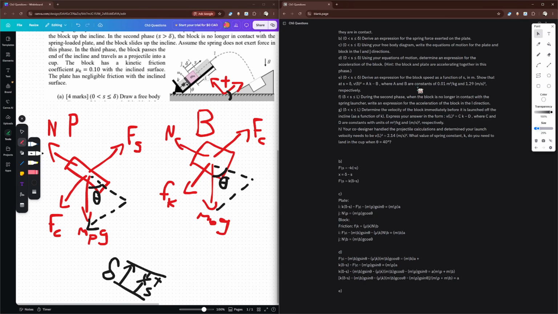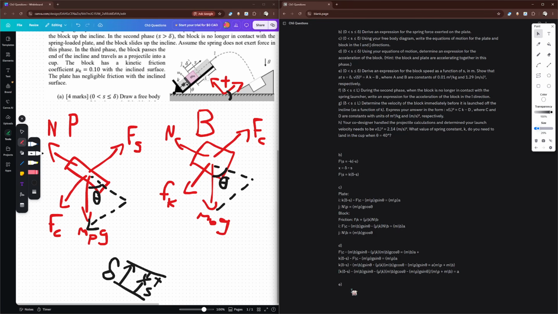Derive an expression for the block speed as a function of s in meters. Show that at s equals delta, v of delta squared is equal to a k minus b, where a and b are constants of 0.01 meters squared per kilogram and 1.29 meters per second squared, respectively. Okay, so we need to solve. What do we know about kinematics?